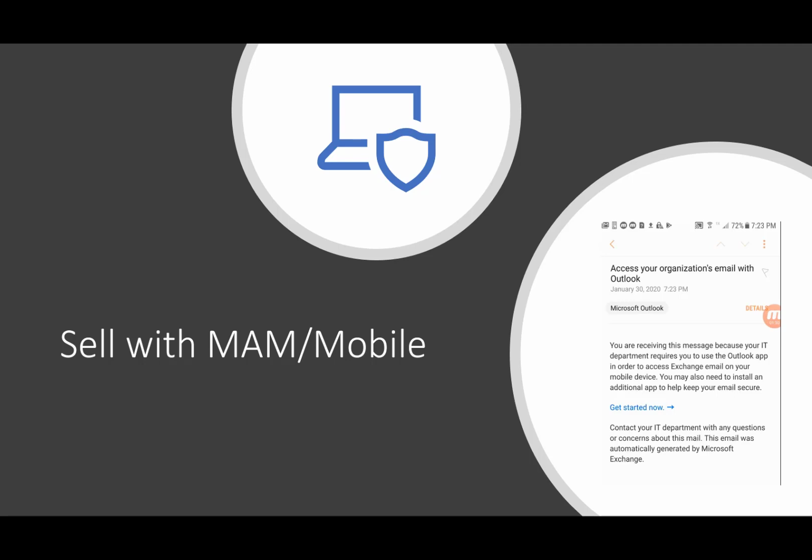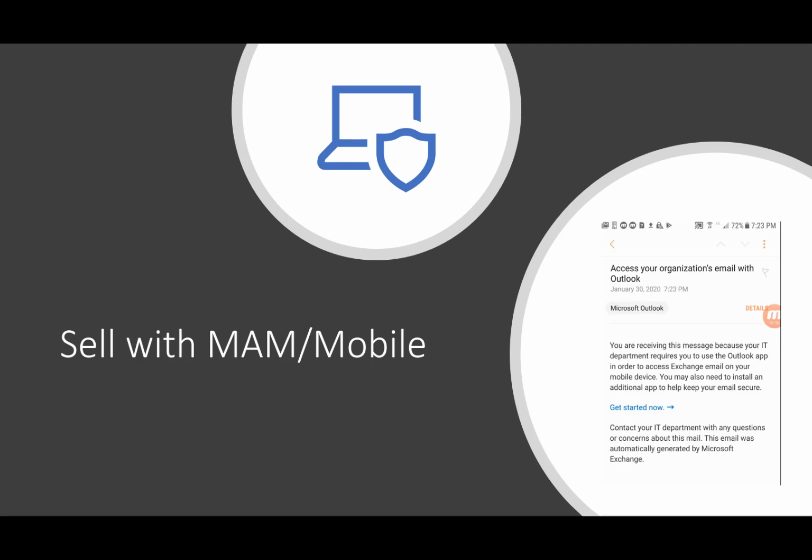With MAM, you can create application policies that you can push out that say, hey, these are my managed devices, or managed applications, I should say. And if you're trying to access my corporate data on a non-managed application, I'm going to redirect you. And you can see that on the right-hand side here.